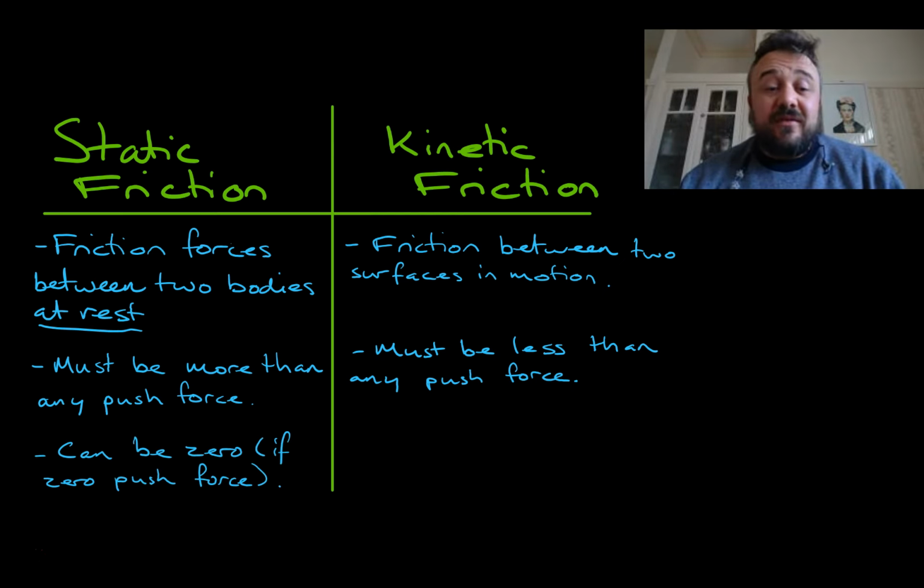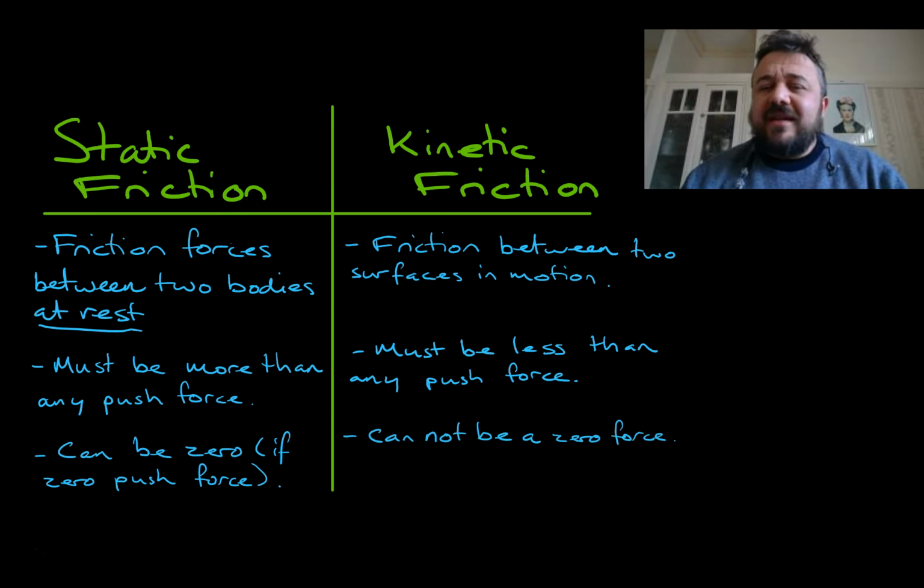Static friction can be 0. So if there's 0 push force, the static friction force can be 0. Yet when it comes to kinetic friction, it cannot be a 0 force. It's just not possible because there will be some interaction between whatever something is rolling on or moving on and the object itself. Okay, I hope that made a lot of sense.